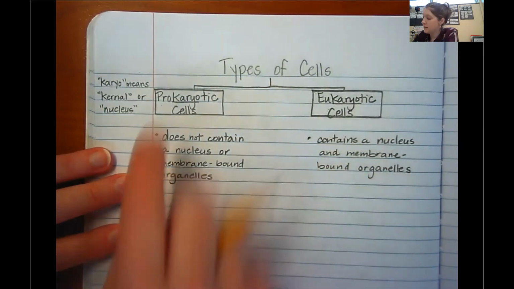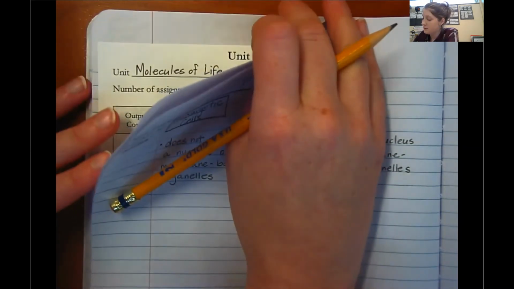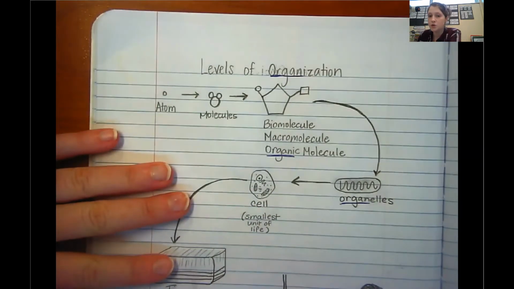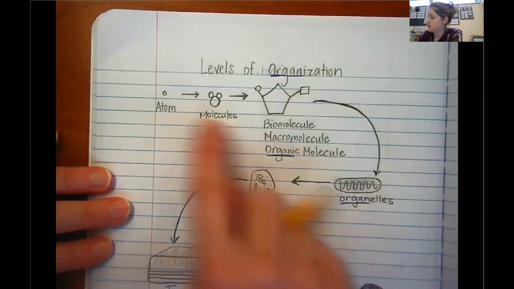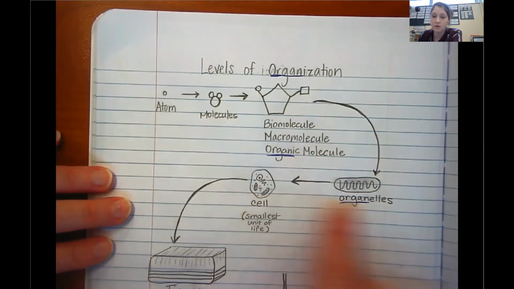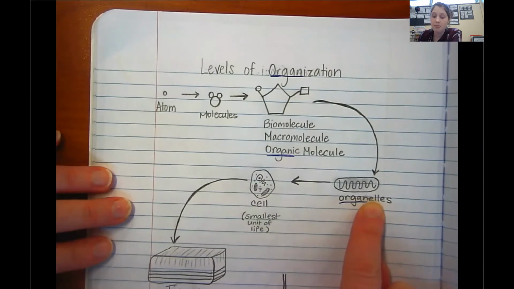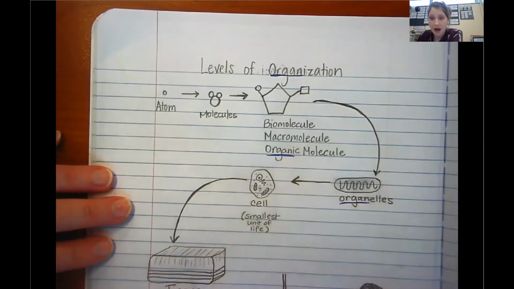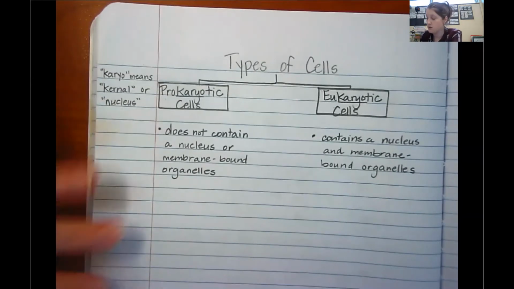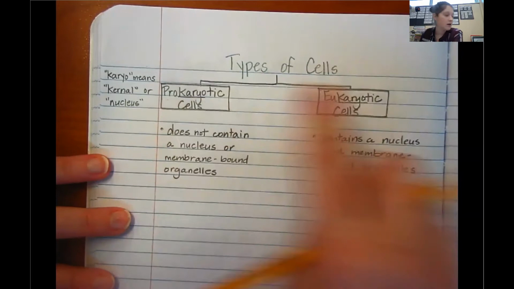I also want to point out your levels of organization from your previous unit, which showed you that if you follow along, cells are made of organelles. Whether or not they are membrane bound or whether or not one of those organelles is a nucleus depends on if it's a prokaryote or a eukaryote, or prokaryotic or eukaryotic.